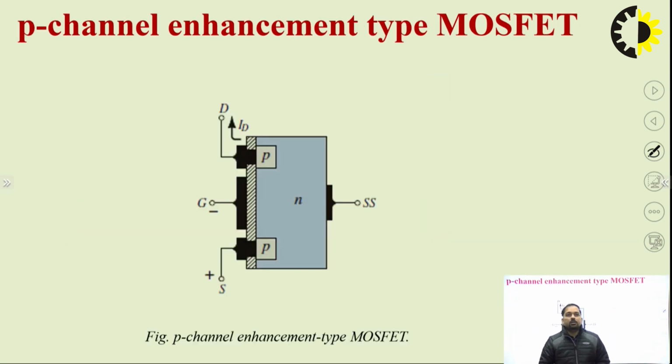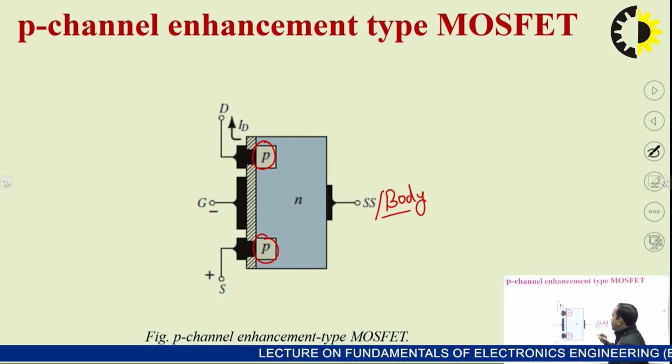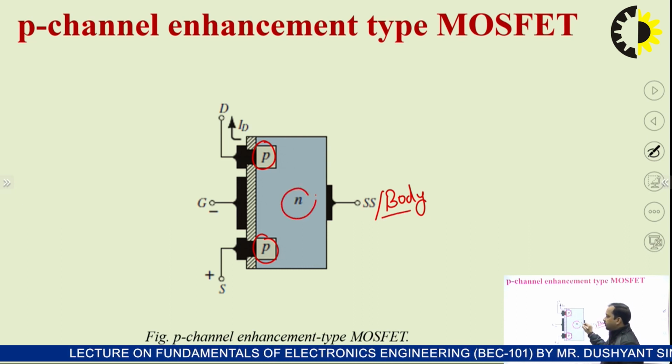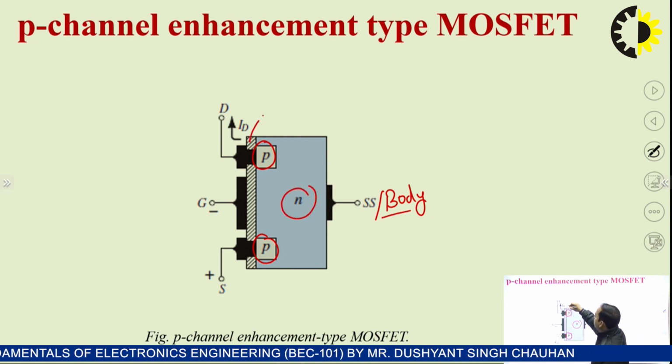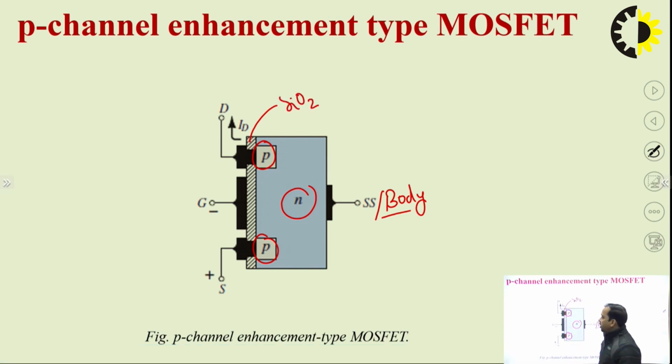Now we have the P channel. The second type of enhancement type MOSFET is the P channel. For the P channel, the drain and source terminals are of P type, and the substrate or the body is of N type. We have the SiO2 layer over here, and with the help of metal contacts, we have defined the terminals.